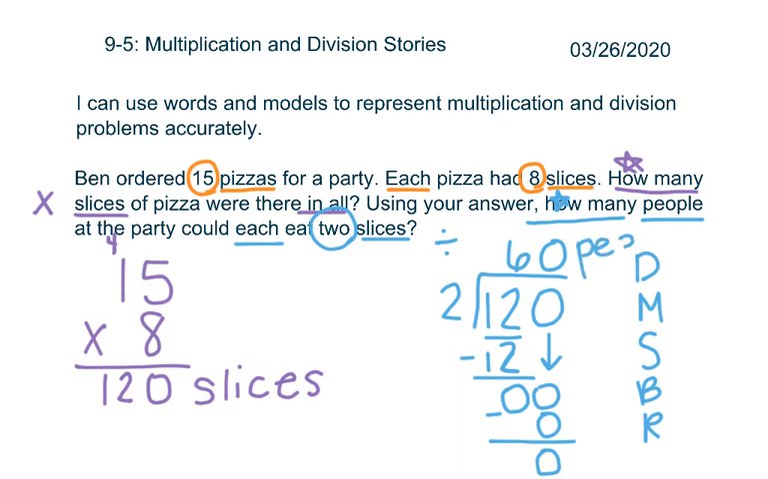So my labels for these 2 questions, even though they're in the same problem, are different. One had to do with the total number of slices, the other had to do with the number of people. So what we need to focus on from this particular lesson, if we go back to our learning goal, is that we're using words and we're using models to represent multiplication and division problems accurately. So you now have learned enough multiplication and division that you can be given either type of problem and know whether or not you are going to be multiplying or whether or not you're going to be dividing given that situation.